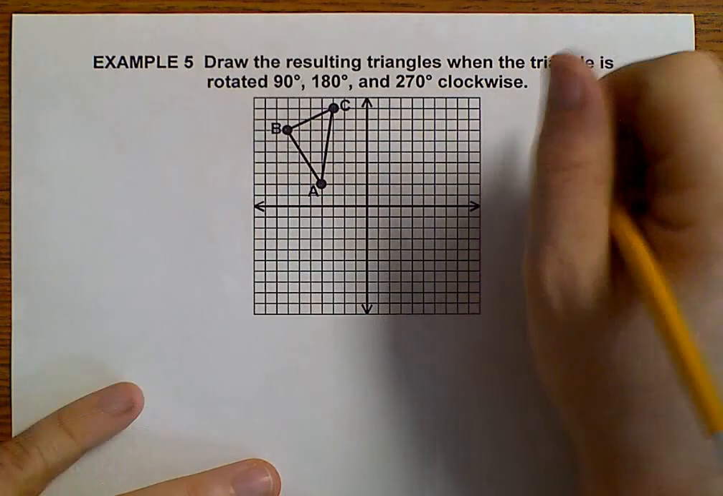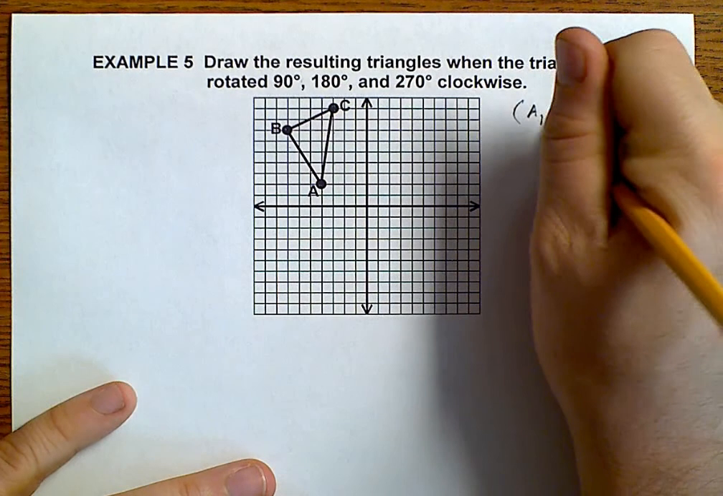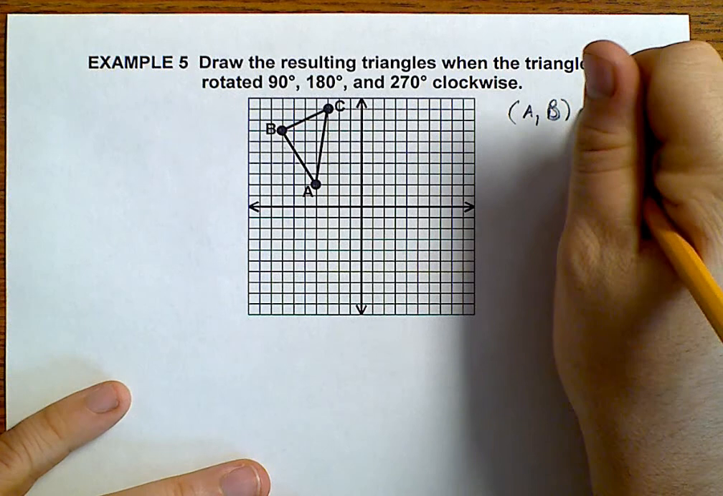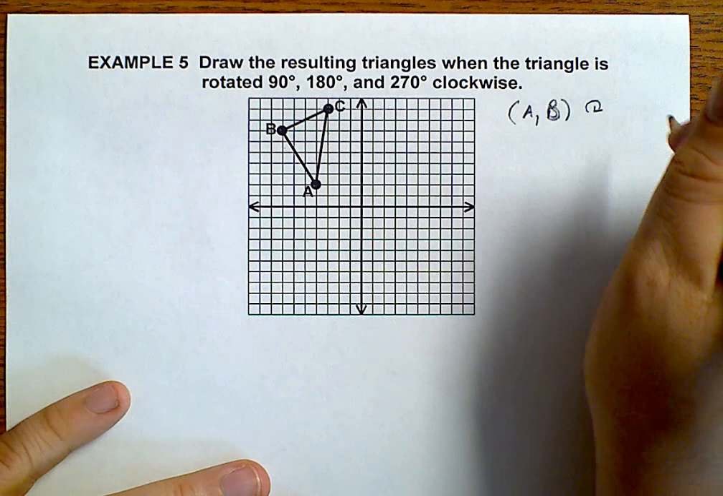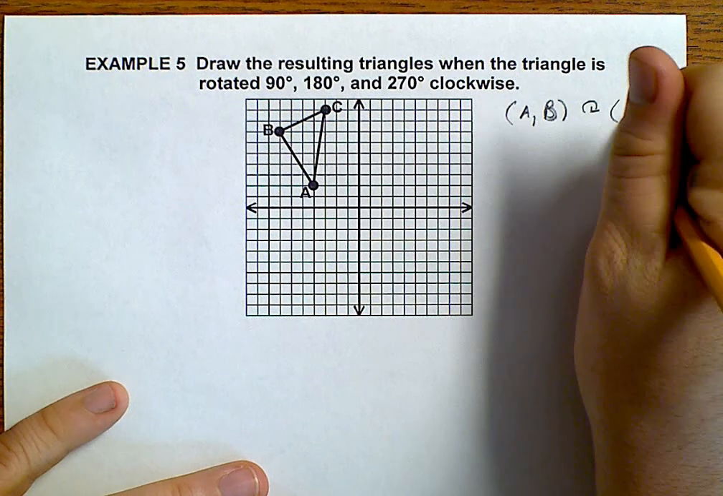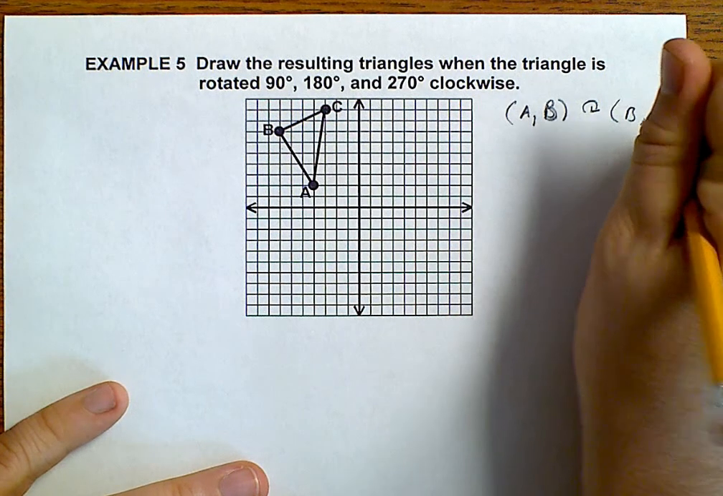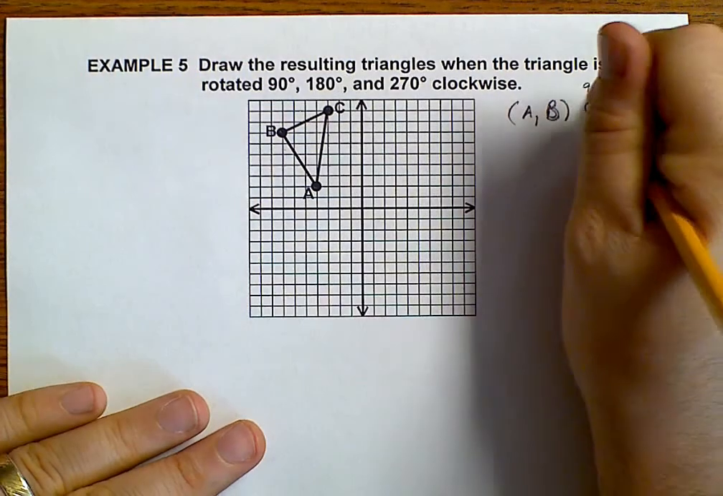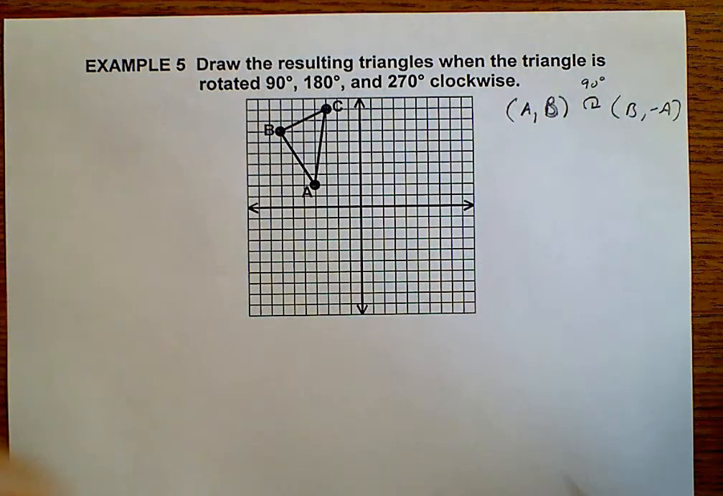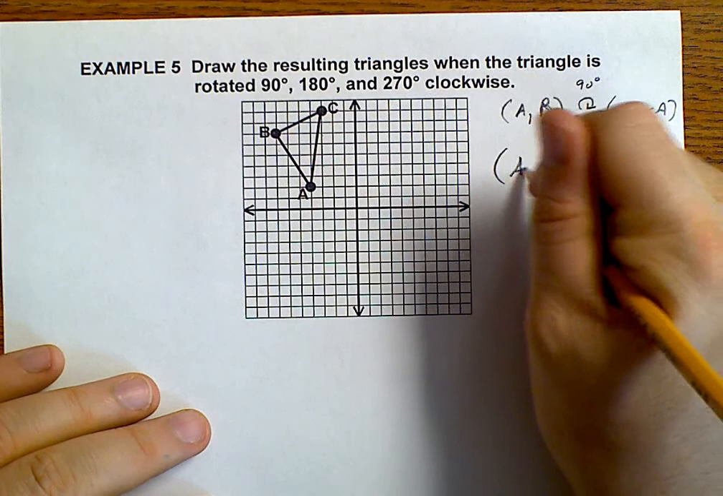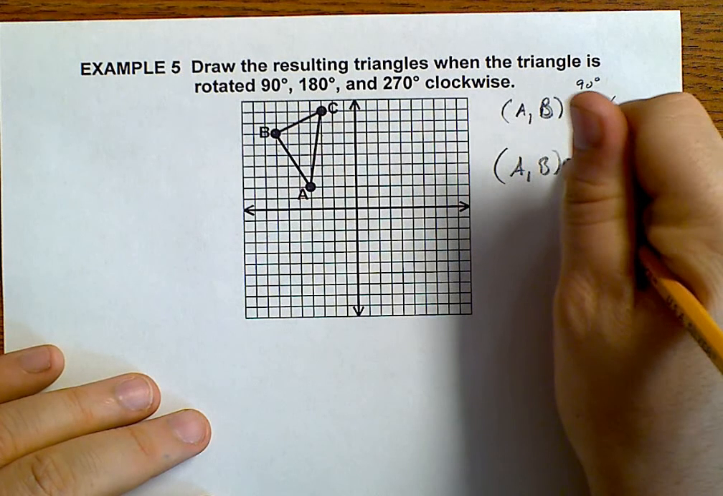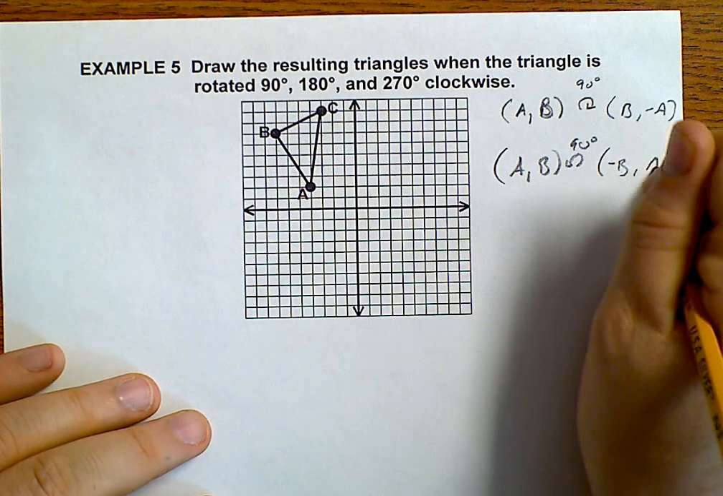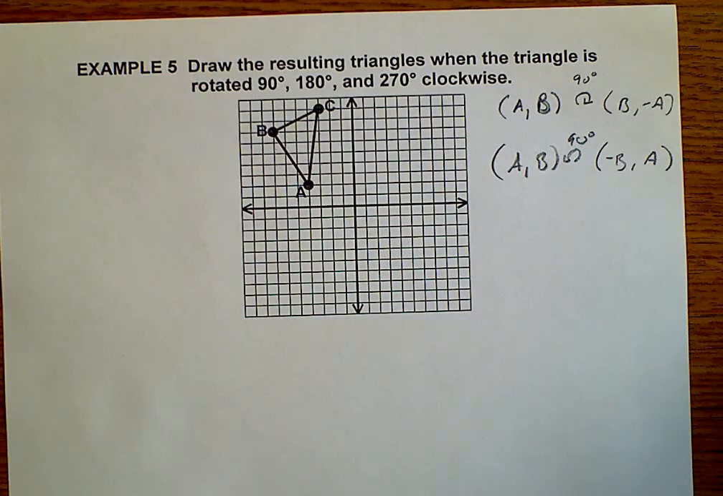And the rule goes like this, that if I have the point A, B, and I rotate it clockwise, it becomes B, negative A. And that's for 90 degrees. If I go counterclockwise, and I start with A, B, and I go counterclockwise 90 degrees, I get negative B, A. So that's the rule I'm going to follow.